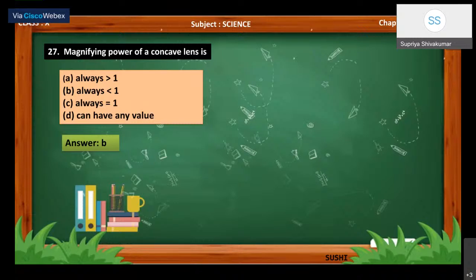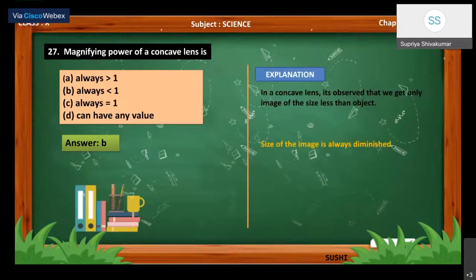Less than one, miss. Concave alva? Concave alva namge yavaglu kuda diminished barutte. Diminished bantu antandre it is less than one. Okay? So this concept munche yavudu bere prashnelu kuda bandittu, but in a different way. So concave antandre it is always diminished and therefore the m value will be always less than one.